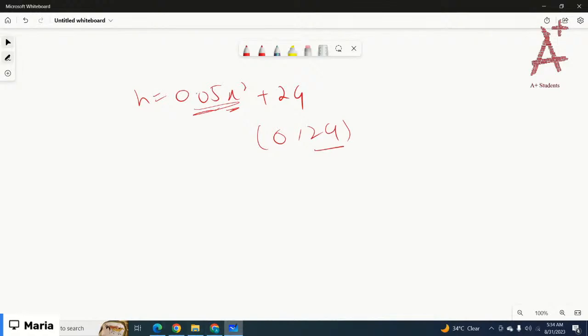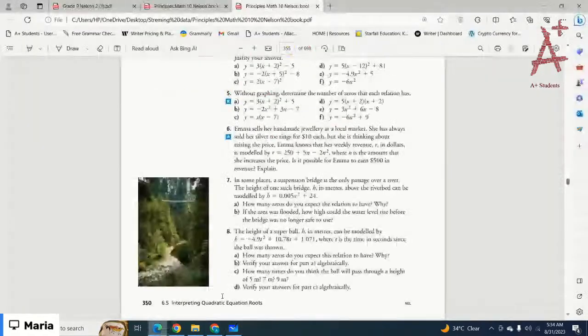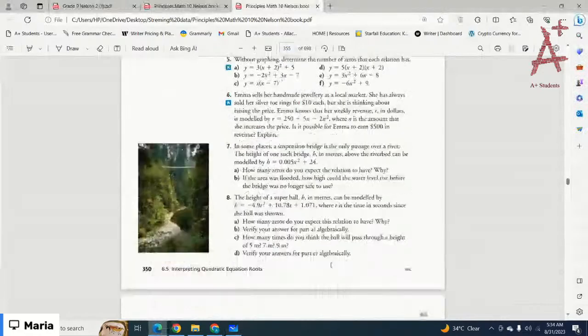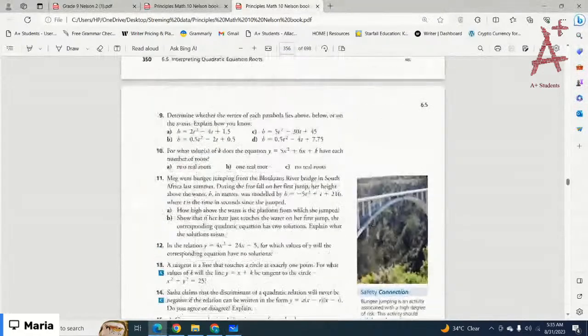Okay. The next one is question number 9. Determine whether the vertex of the parabola lies above, below, or on the x-axis. Explain. How do you know? Question number 9. Equation number 1 is h equals 2t square minus 4t plus 1.5.